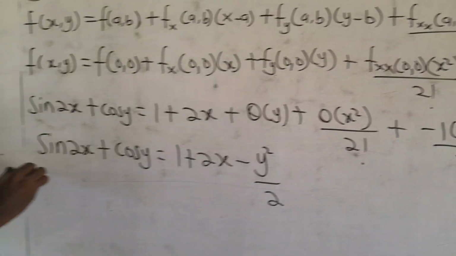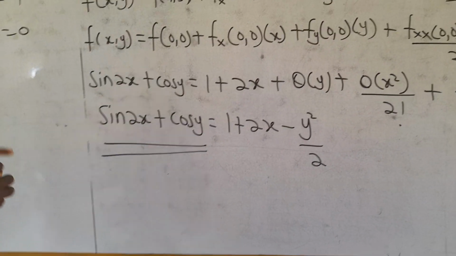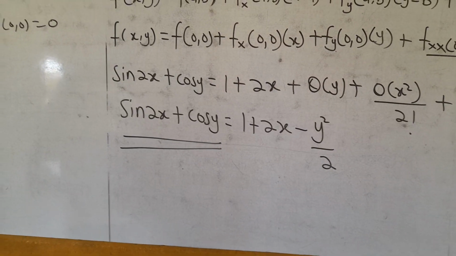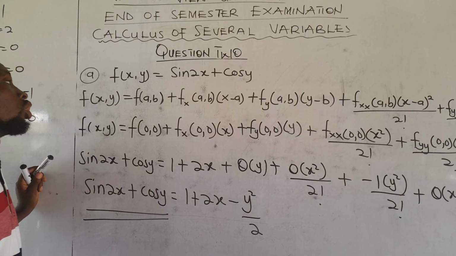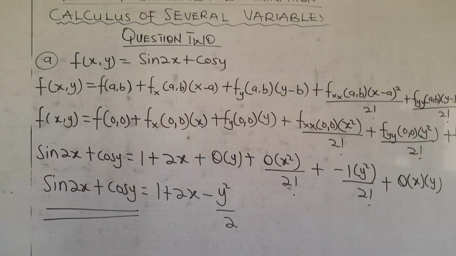Then we can say this becomes the Taylor series representation for the function 2x plus cos y, which is 1 plus 2x minus y squared all over 2. So this is the A aspect of the question 2.